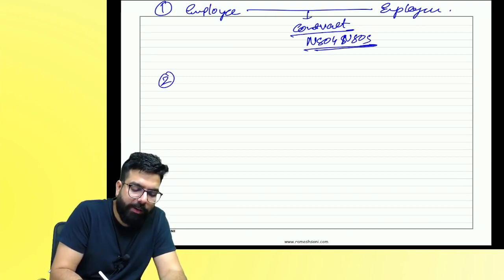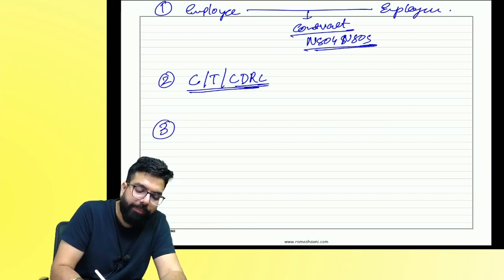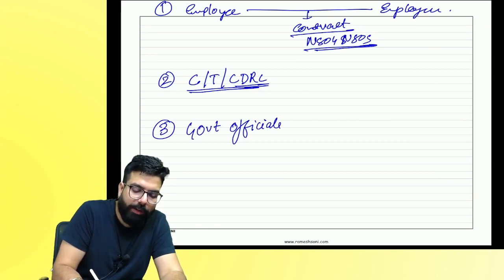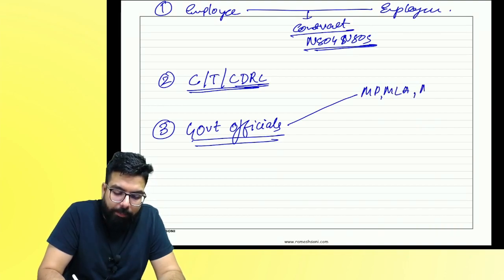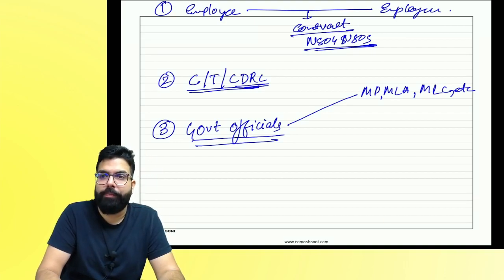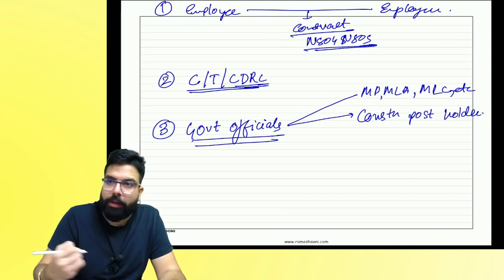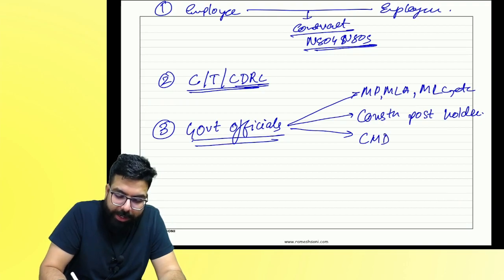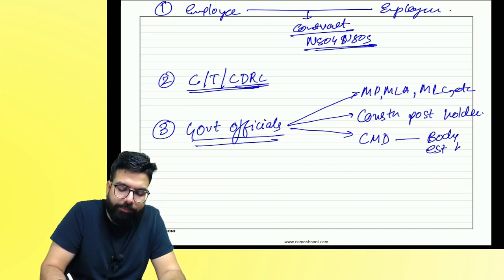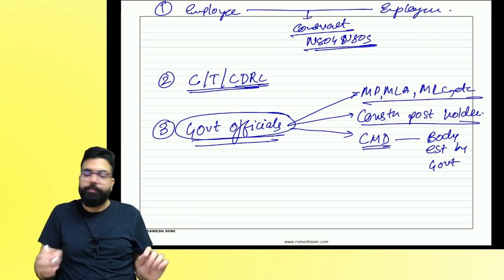The second one over here is services by a court or tribunal or a consumer dispute redressal commission. Their services are also neither supply of goods nor supply of service. The third one I will name as government officials. Services by government officials, like MLA, MP, member of legislative council, etc. Okay, everyone. The second one I will say is a constitutional post holder. The next one I'll say is chairman, member or director of a body which is established by the government. So can I say all these people are like government people only? Are we clear, everyone? Can we go ahead? Next.